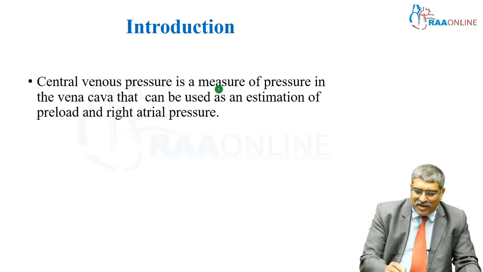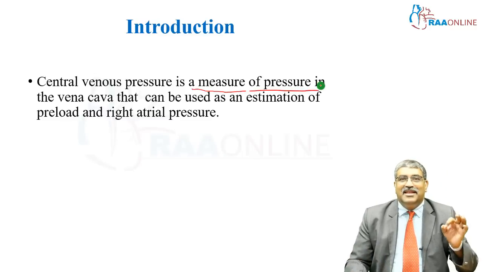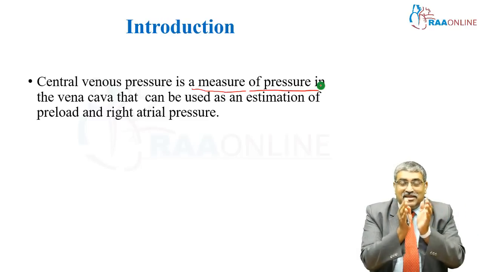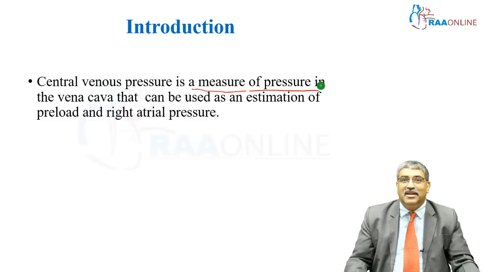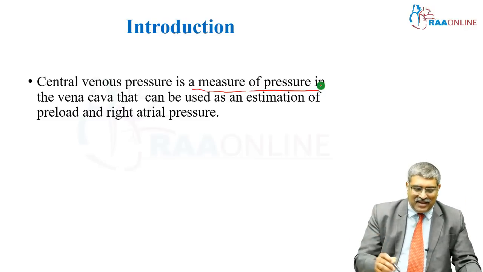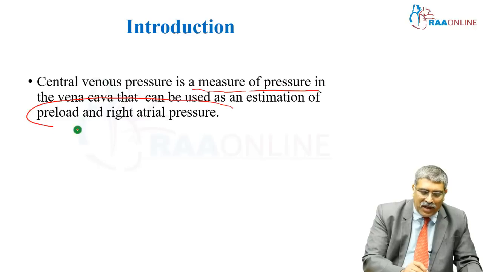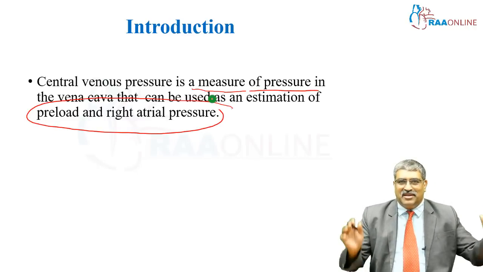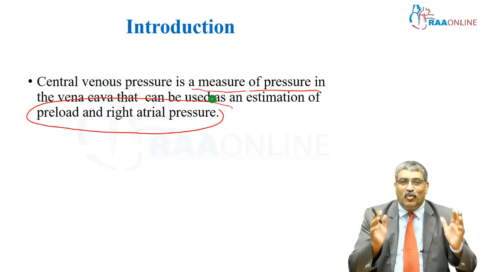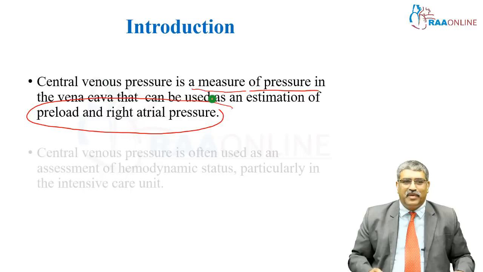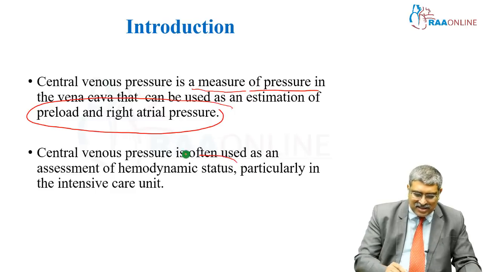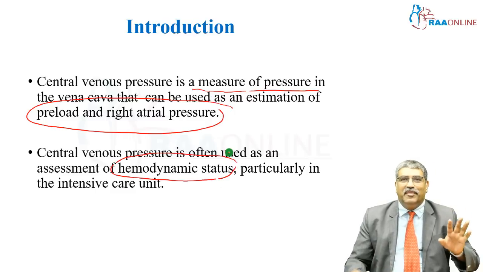It is the measure of pressure in the vena cava, either superior vena cava or inferior vena cava or the junction of the vena cava with the right atrium, that is used as an estimate of preload and right atrial pressure. One is pressure, that is right atrial pressure. Another is the volume, that is the preload. It is often used for the assessment of hemodynamic status in the intensive care unit.